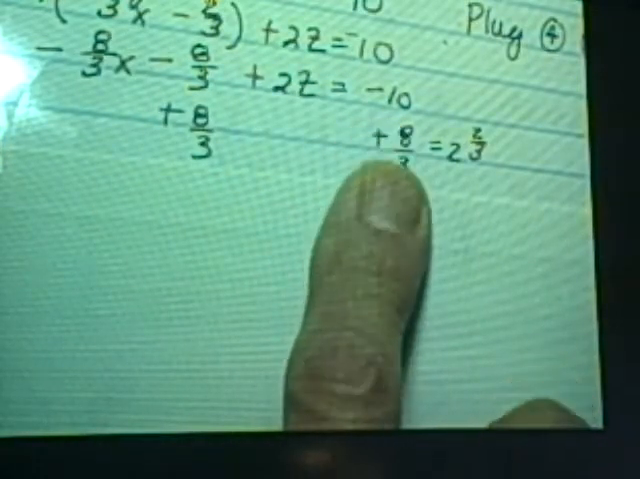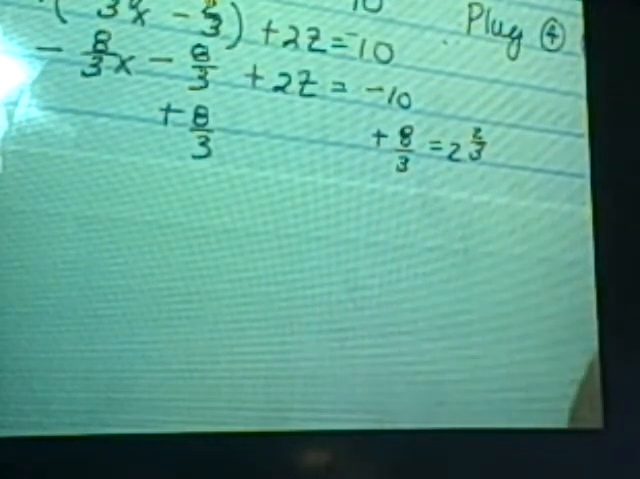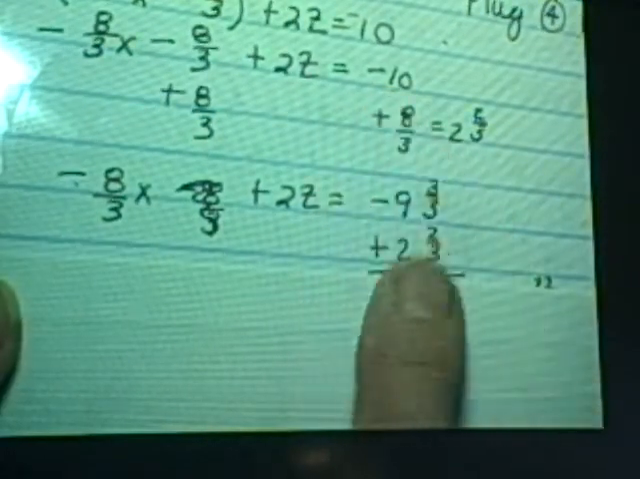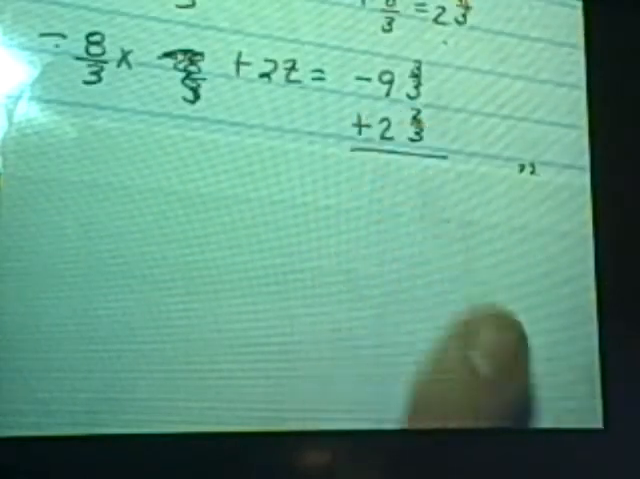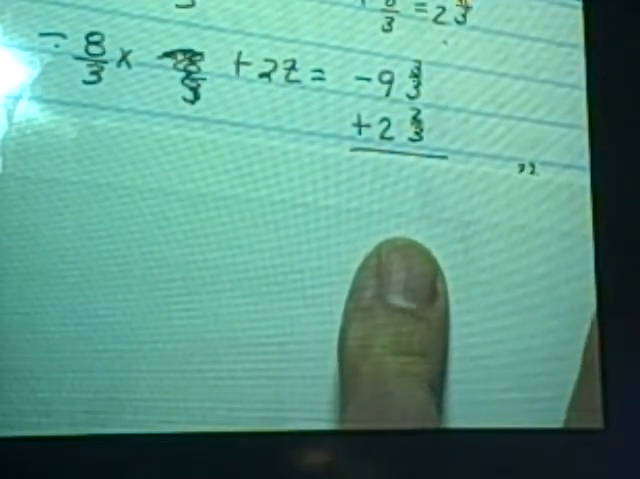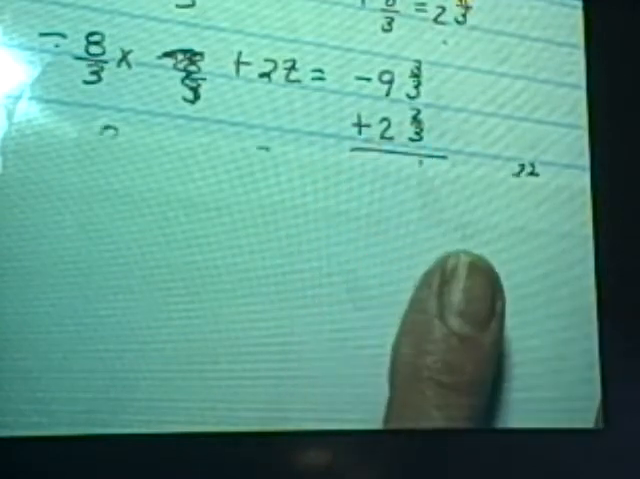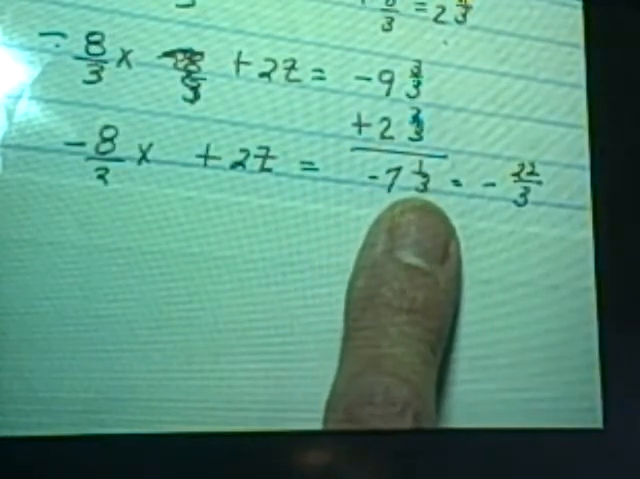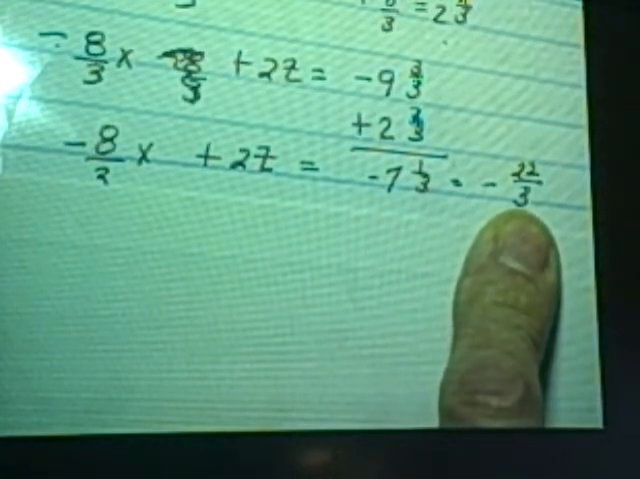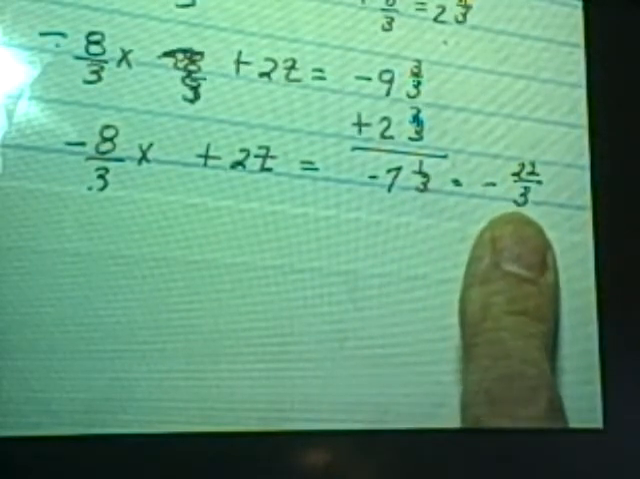I know that I have a negative 10, so I'm going to change 8/3 into 2 and 2/3. And I'm also going to rename 10 to 9 and 3/3 to make my combination a little bit easier. And so I know that I have 9 and 3/3 plus 2 and 2/3 is 7 and 1/3, a negative 7 and 1/3. And I'm putting it back into an improper fraction. And I'll show you why I want to keep that as an improper fraction in a second.